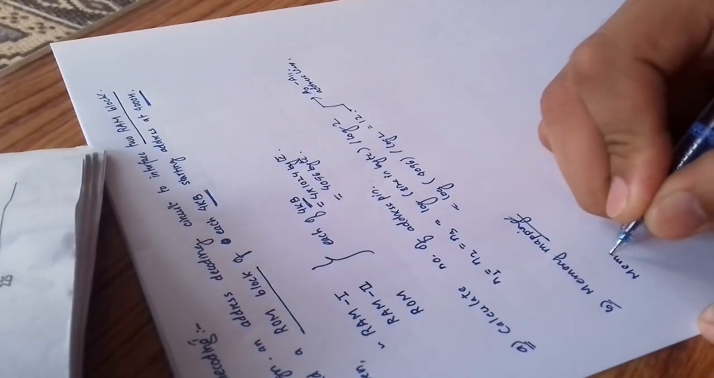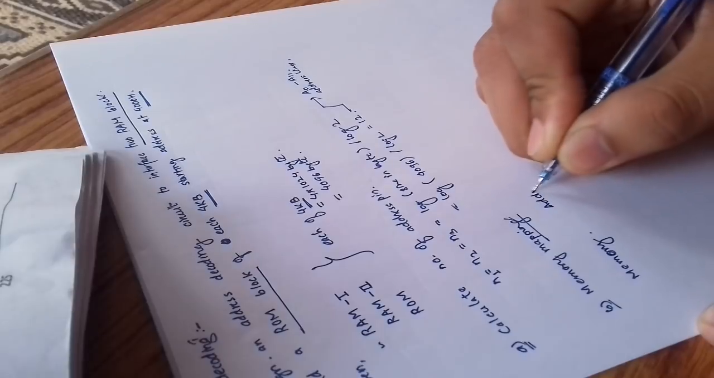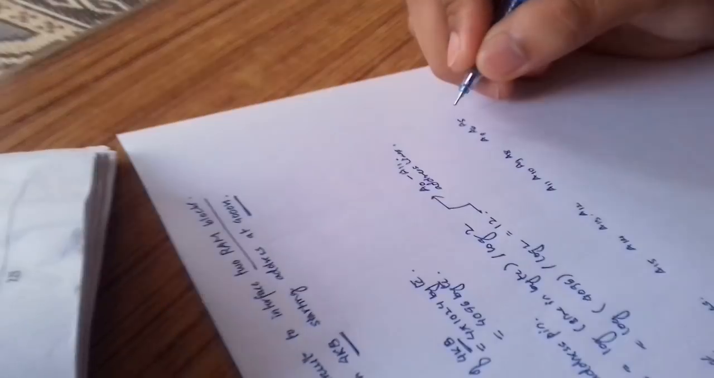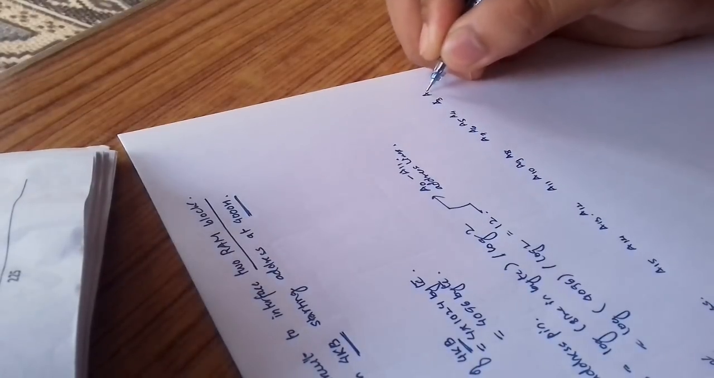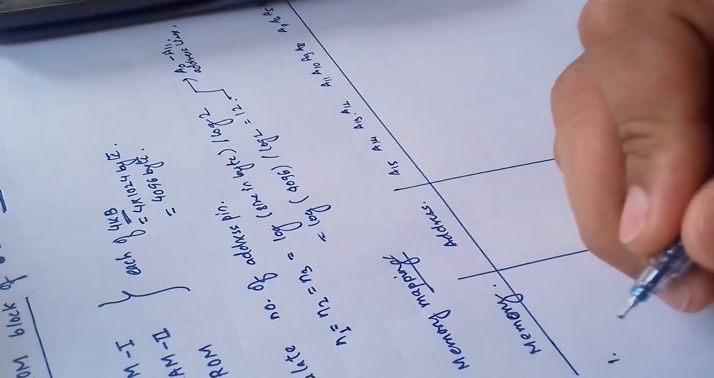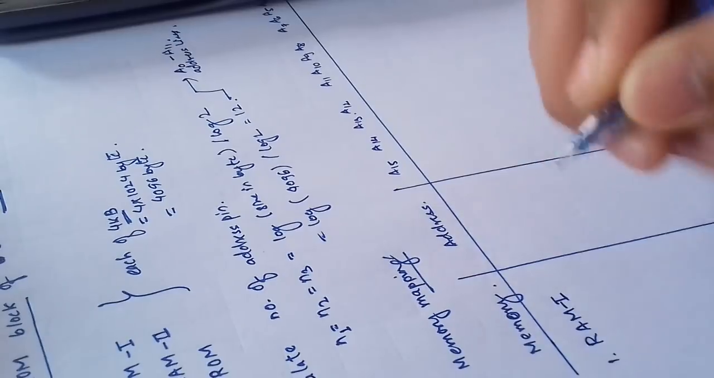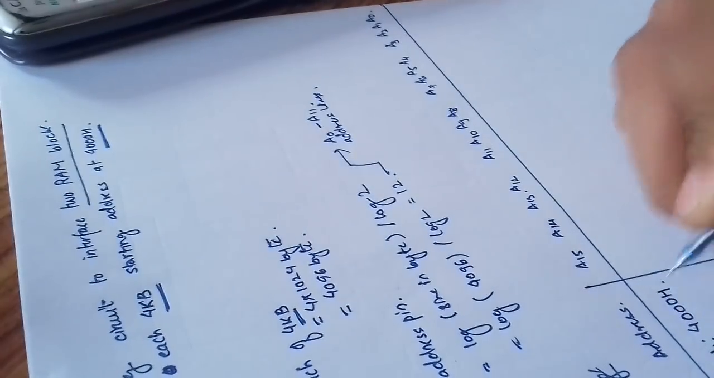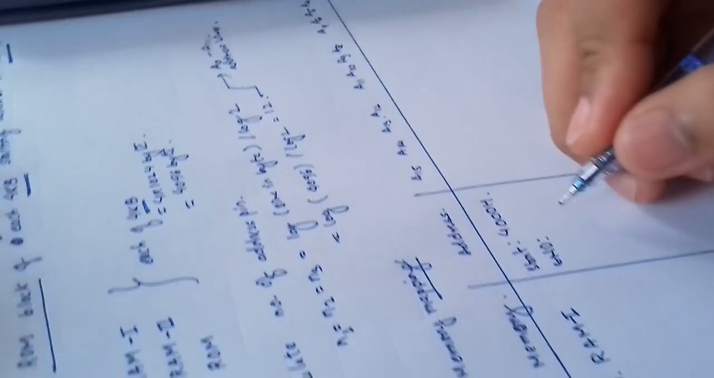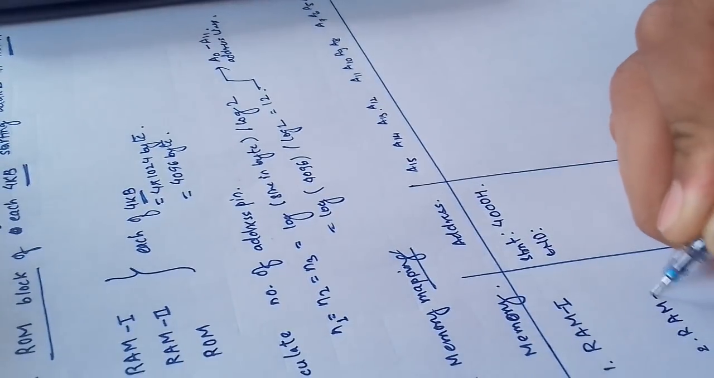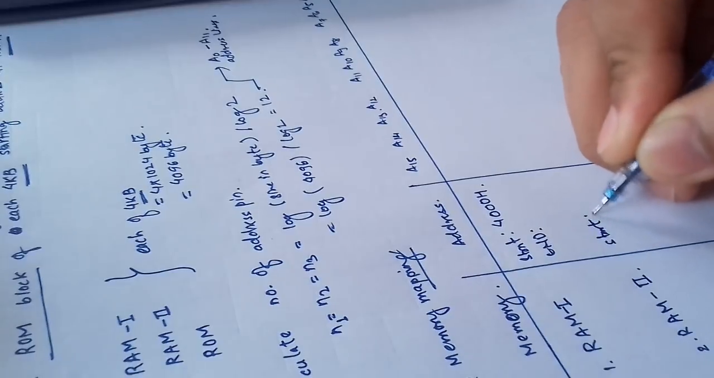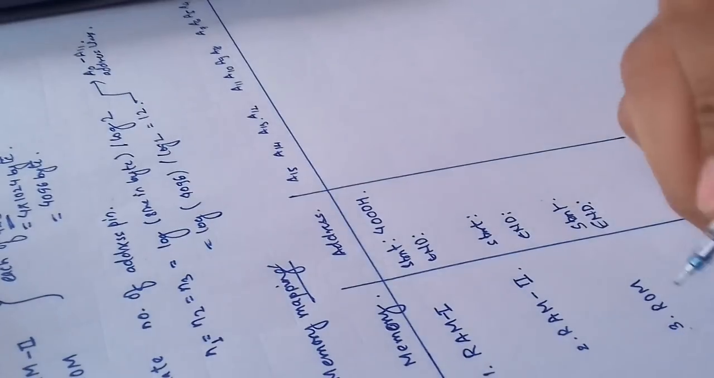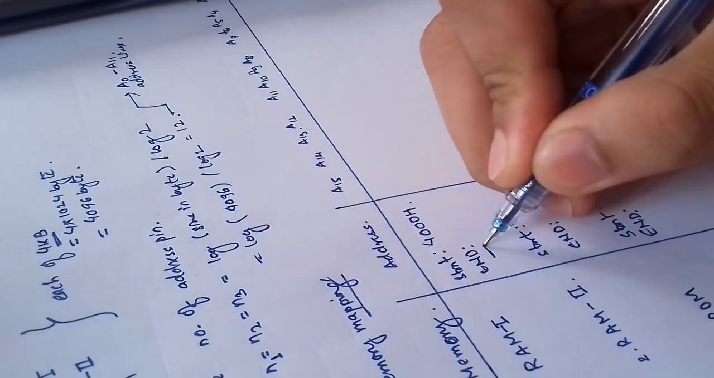So we make a table with memory address and the bits A15, A14, A13, down to A5, A4, A3, A2, A1, A0. The first memory is RAM1 and its start address, given in our question, is 4000H. We don't know the end address, we need to compute that. The second memory is RAM2, and we don't know its start or end address, so we'll compute both. Similarly for ROM, we don't know either. Now we need to compute the end address.